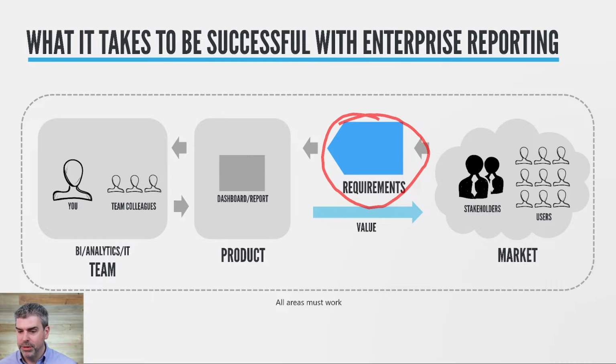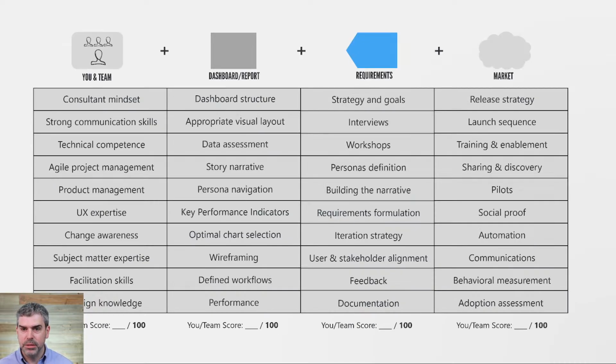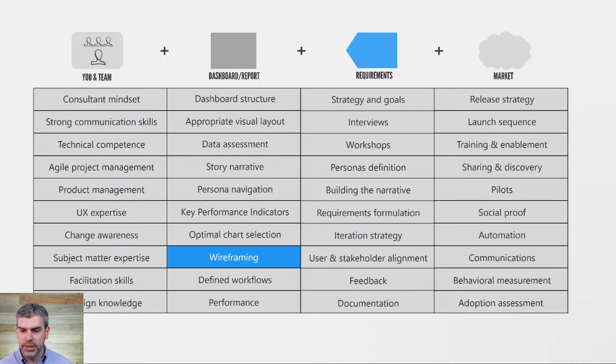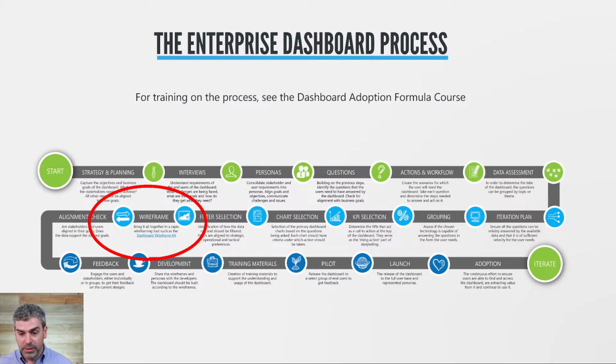So what I'm going to show you is the set of skills that I think an organization needs to have in order to be successful. And I'm not going to go through this exhaustively at all. I've done that in other sessions. But just really to say that what we're focusing on here today is the wireframing component of that. And if we look at that in terms of the enterprise dashboard process that we use and we teach as part of our courses, it's the step cleverly named wireframing.